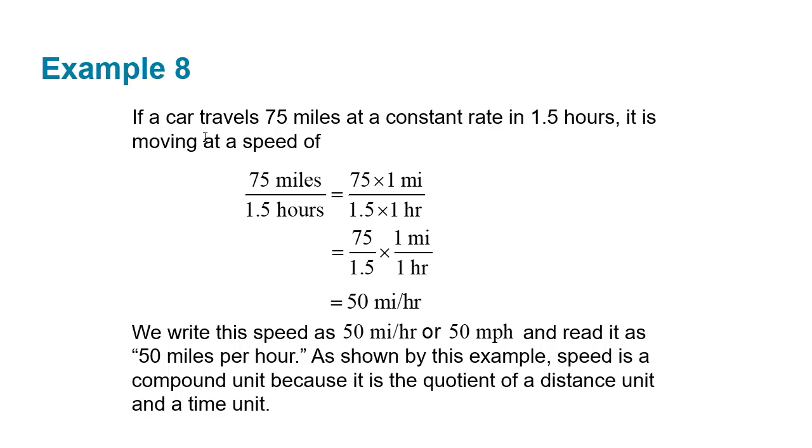Okay, so here's an example. A car travels 75 miles at a constant rate in 1.5 hours. It's moving at a speed of 75 miles per, right? Per always means divided by, per 1.5 hours. We get 75 divided by 1.5 is 50, and miles over hour becomes miles per hour, and of course we would just write it as mph.